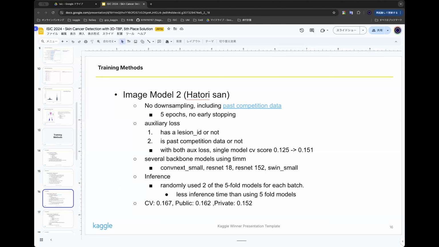Finally, the scores are as follows. CV score is 0.167, public score is 0.162, and private score is 0.152.